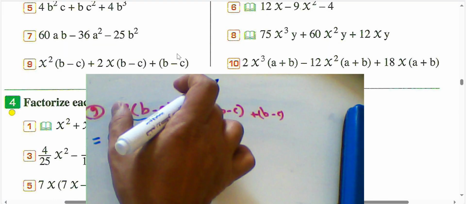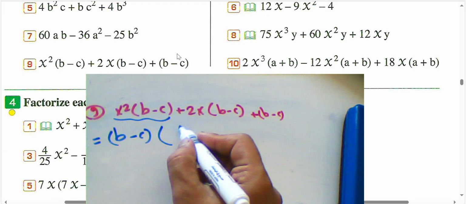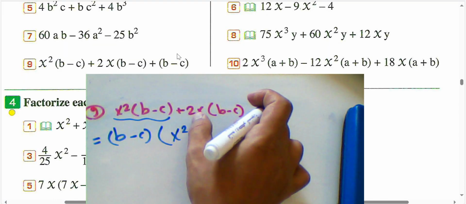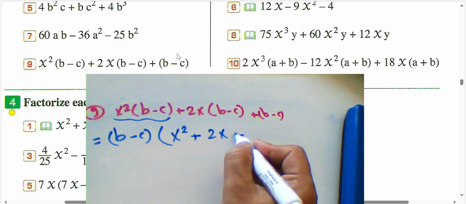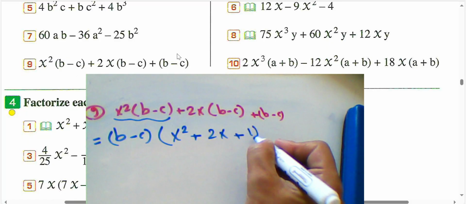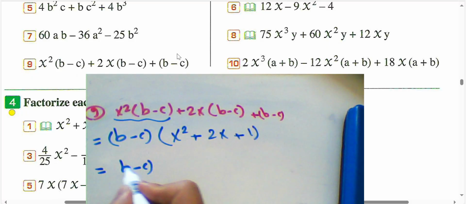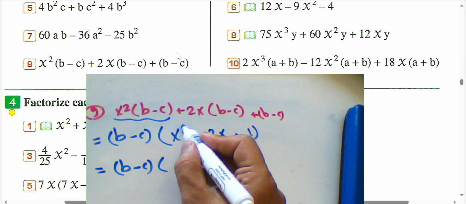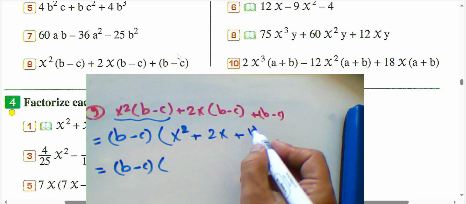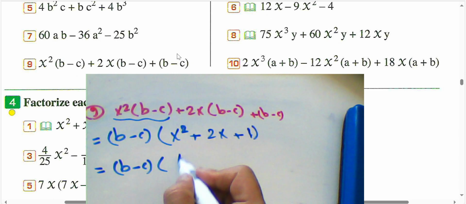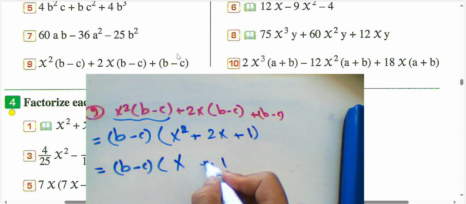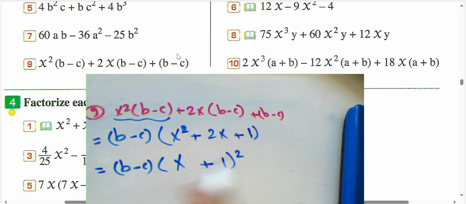We write (b minus c) outside as the common factor between the 3 terms. Dividing each term by (b minus c), the result will be x power 2 plus, and 2x times (b minus c) divided by itself, it will be 1. And then we have b minus c here, times this expression x power 2 plus 2x plus 1. Square root of the first and square root of the third, and the sign here, all power 2.